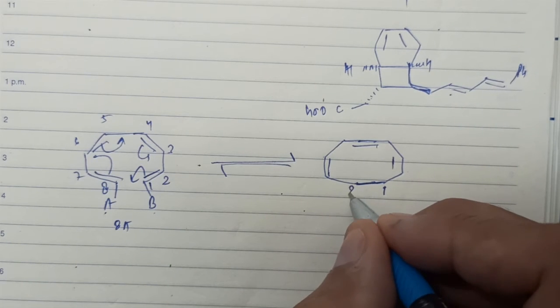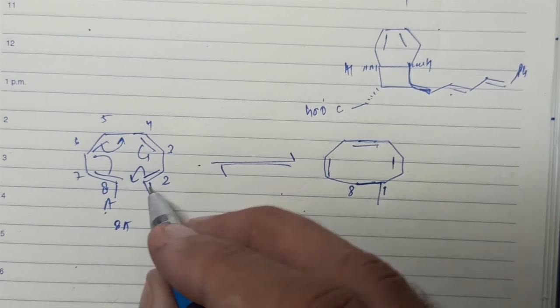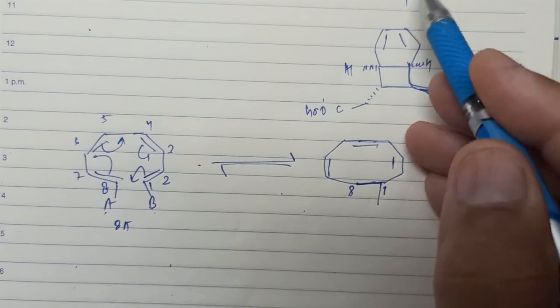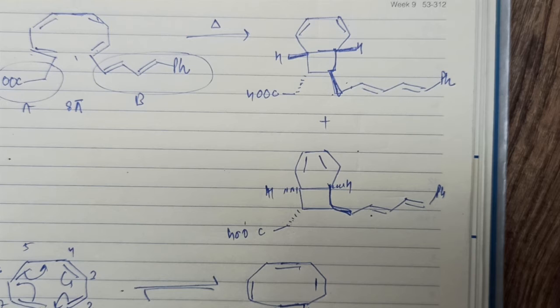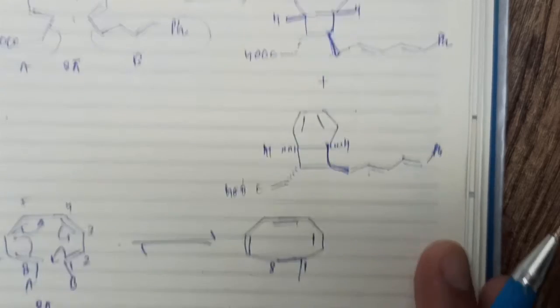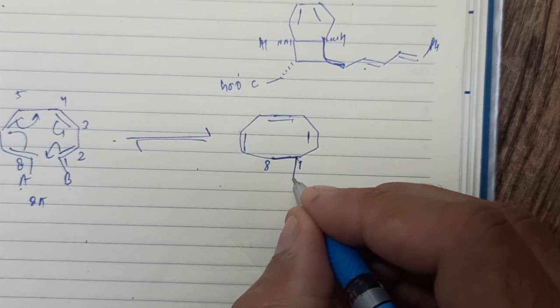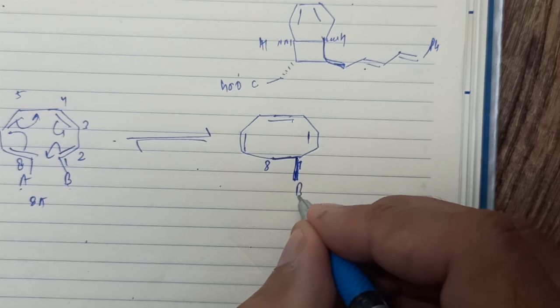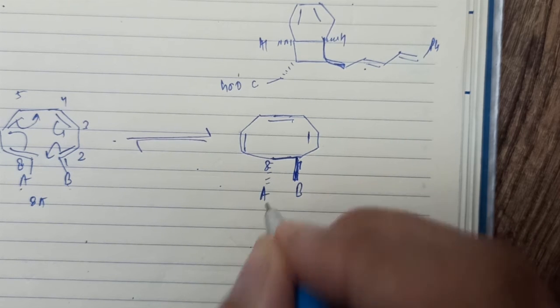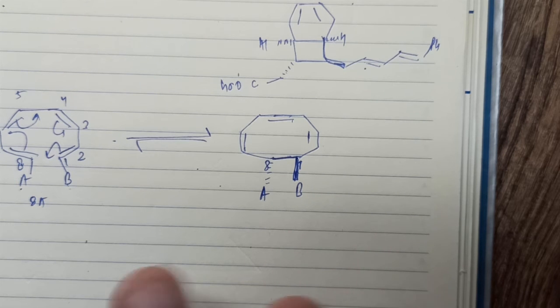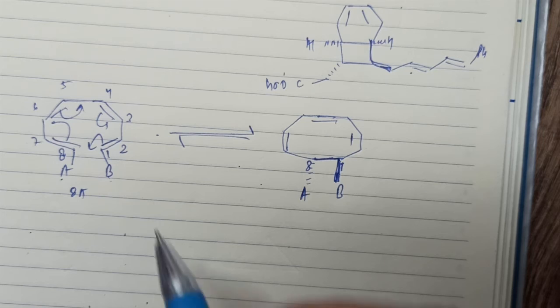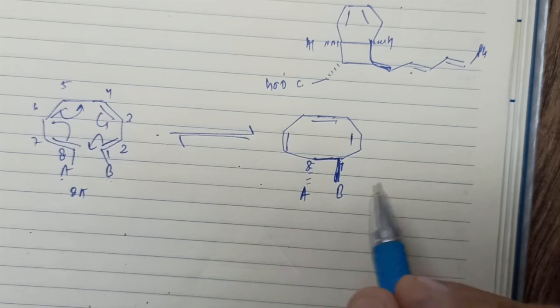At the 1st and 8th carbon atoms, you'd have a tetrahedral configuration in which B in the product is going above the plane and A is going below the plane. That means this B should be above the plane and A should be below the plane in the product. Now this has to follow only once there is a particular stereochemical mode of this ring closure. Now let's see. B going above the plane.